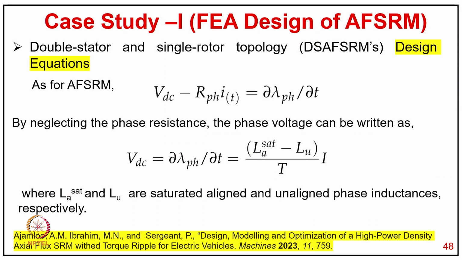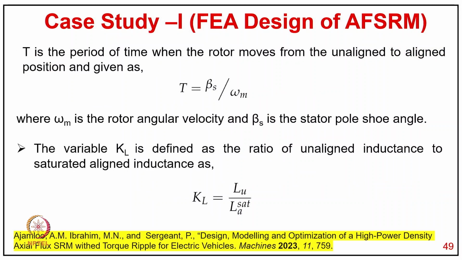So now, for the double stator and single rotor topology, the design equation for the axial flux SRM is VDC minus R·I_phase equal to dλ_phase/dt. By neglecting the phase resistance, the phase voltage can be written as VDC equal to dλ_phase/dt equal to (LA_saturation minus LU)/T times I, where LA_saturation and LU are the saturated aligned and unaligned phase inductance respectively. T is the period of time when the rotor moves from the unaligned to the aligned position, and is given as T equal to βs/ω, where ω is the angular velocity and βs is the stator pole arc angle.